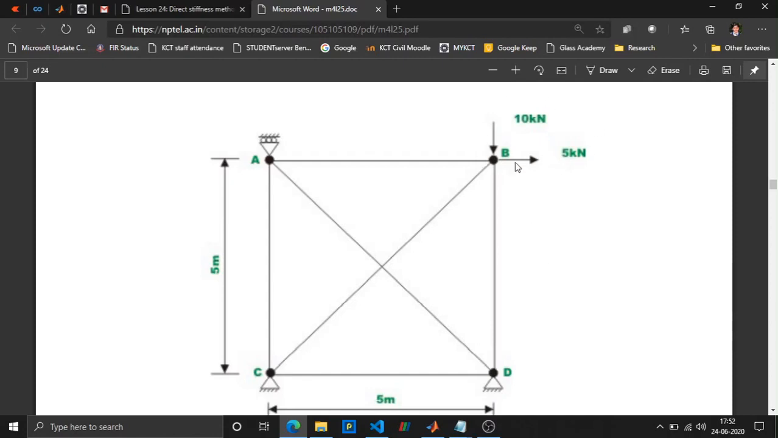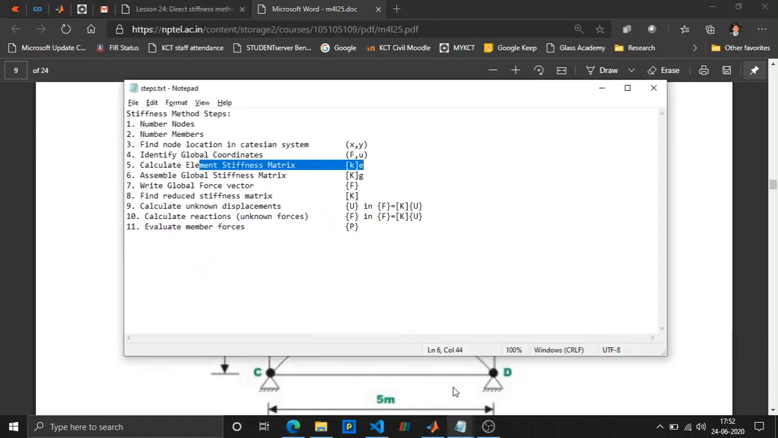So before getting into the problem, let us recap the general steps involved in the matrix stiffness method. The first step is we have to number the nodes. The second step is we have to number the members. Then we have to identify the location of each node in the Cartesian coordinate system. Next we have to identify the global coordinates.